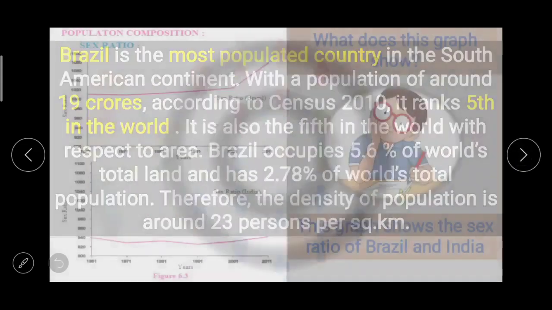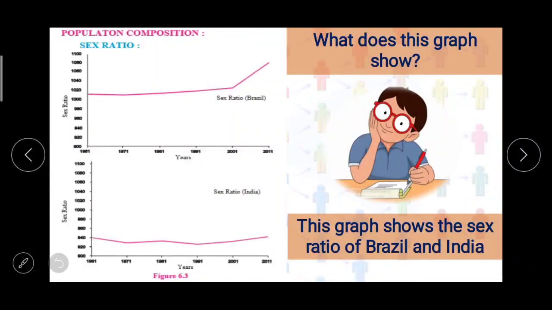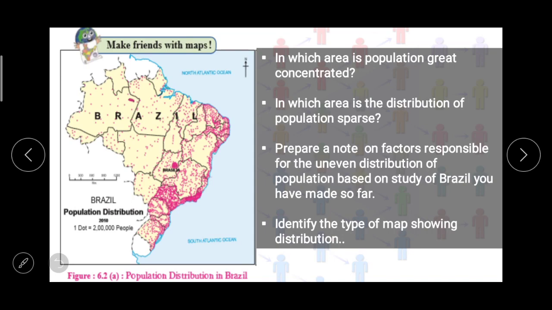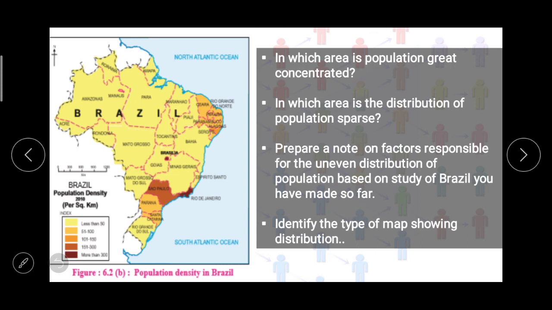Next thing. Now one more thing here to understand about the population of Brazil. The distribution of population is very uneven, like in India. The majority of Brazilians have concentrated within 300 kilometers of the eastern coastal area, also called the coastal lowlands. Here in the map you can easily understand this. Here you can see, or in this map also you can easily understand.